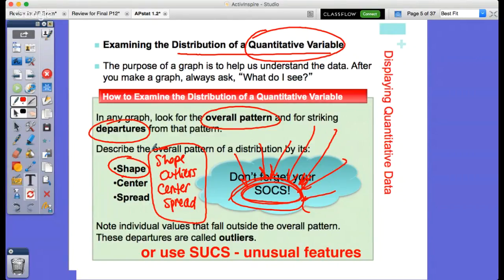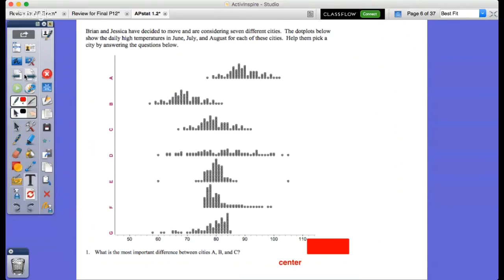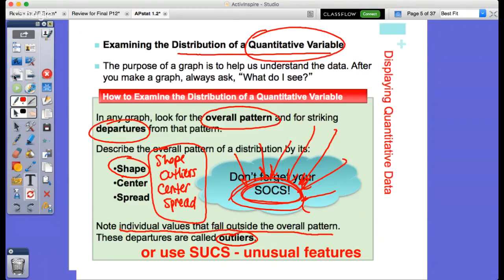And so that's how we would describe it. Again, here's just another definition. Individual values that fall outside the overall pattern, that's called an outlier, okay? So as we look at something, we'll actually go back here. I want to look at this one.